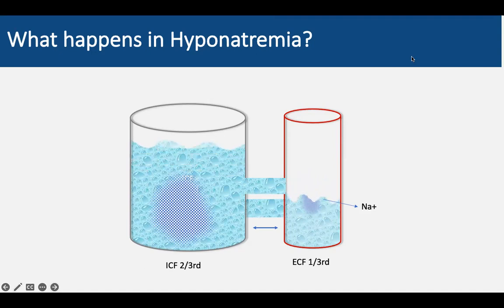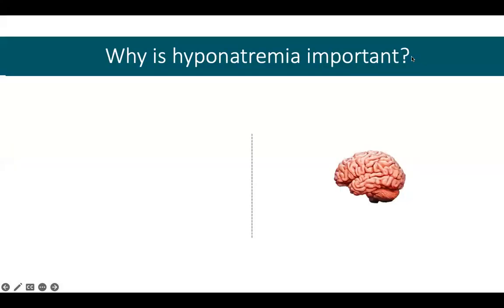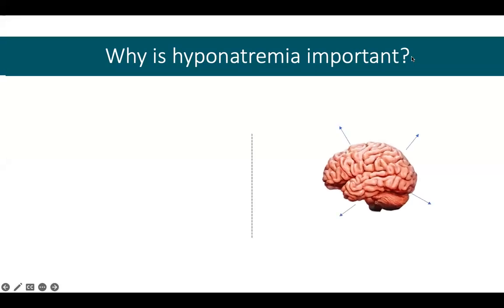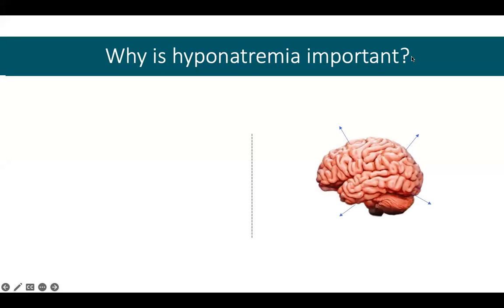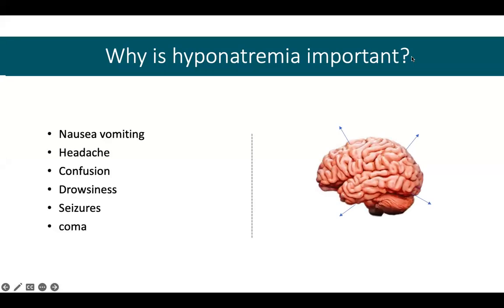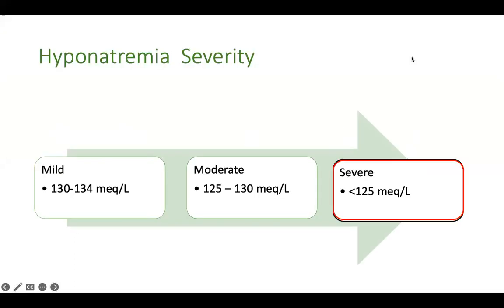And which organ are we most bothered about by this phenomenon of shifting of water from the extracellular compartment to the intracellular compartment? Definitely brain. So hyponatremia leads on to brain edema, which is clinically manifest as nausea, vomiting, headache, confusion, drowsiness, seizures, even coma and death. So hyponatremia is extremely important.